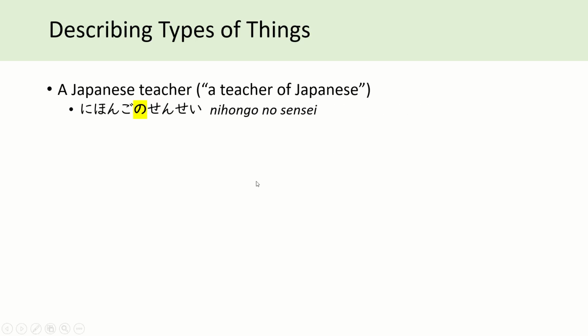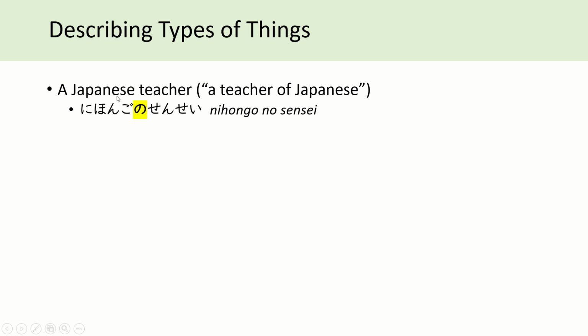Okay. The last use of no that is introduced at least in chapter 1 is describing types of things. So I can use this to have a Japanese teacher. What kind of teacher? A teacher of Japanese. So, 日本語の先生. 日本語の先生. So, that's our Japanese teacher.